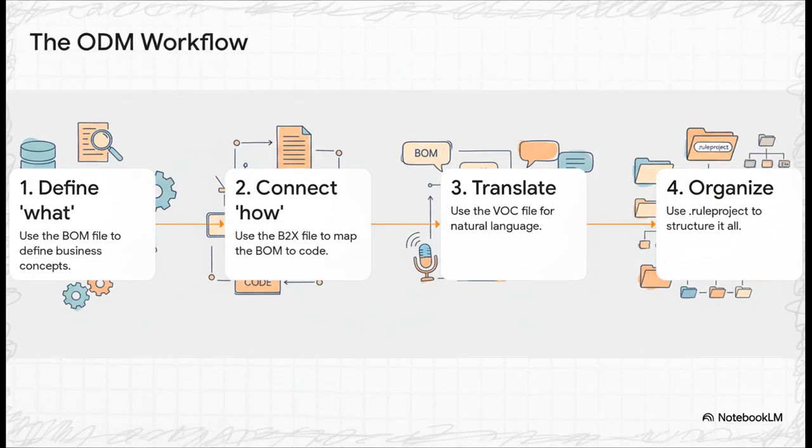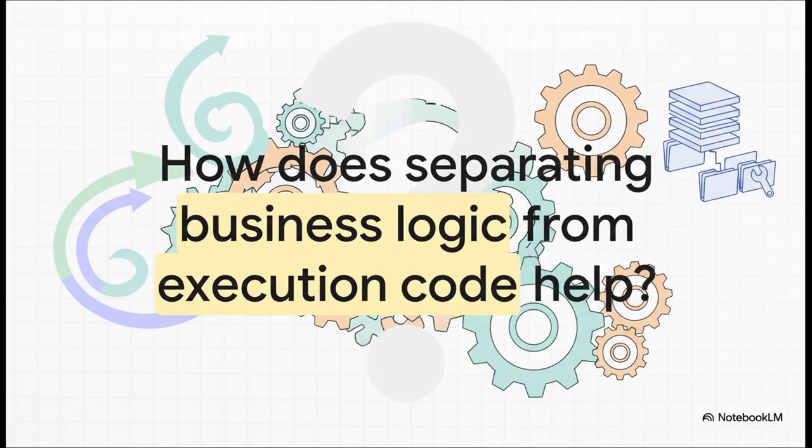So I'll leave you with this to think about. Now that you can see all the different pieces and how they fit together, how does this intentional separation, this wall between the business logic and the execution code, ultimately help teams build systems that are not just more agile today, but also way easier to maintain and change for years to come?